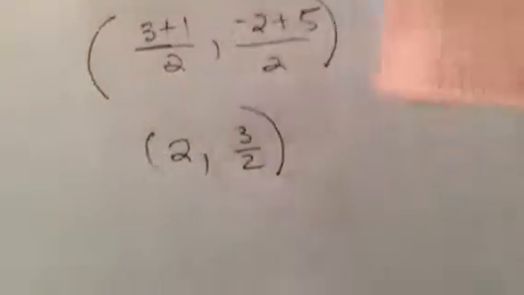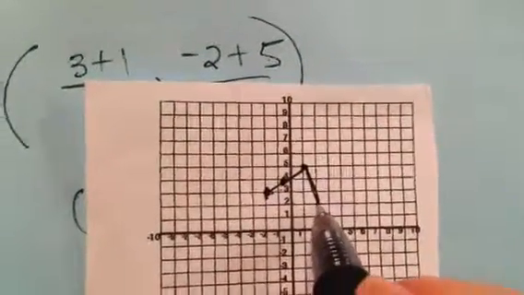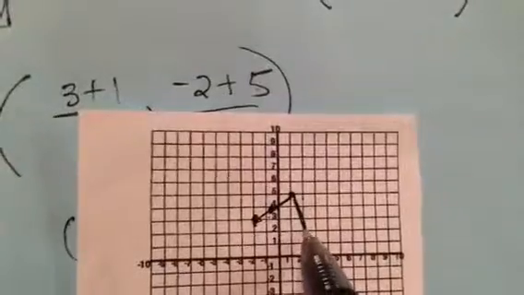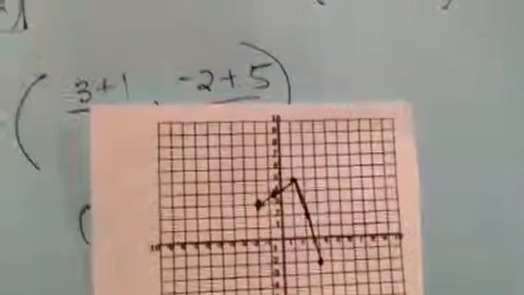Let's see if that works. That's like 2 and 1.5. So if I go over 2 and up 1.5, you know, obviously I didn't use a straight edge, but it's right there, and it should be the exact midpoint between those 2 points.